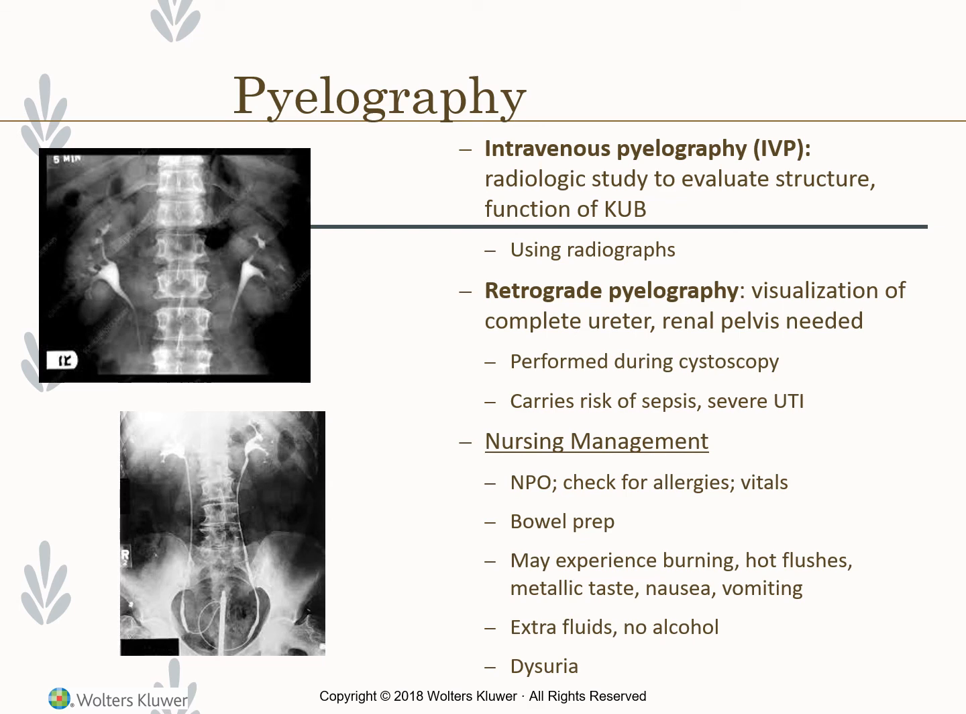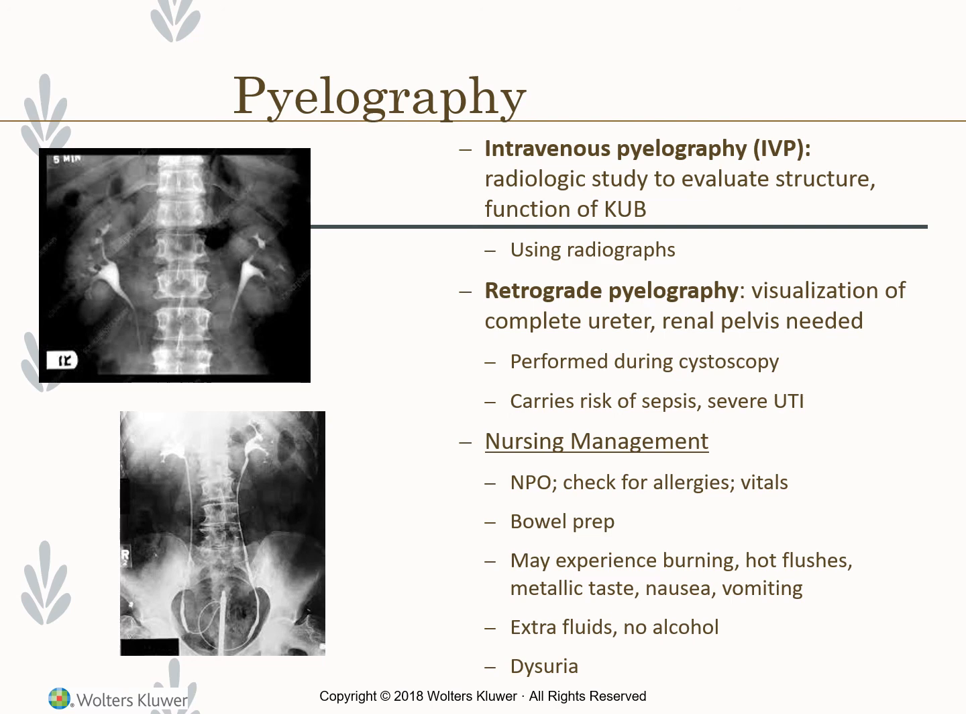Retrograde pyelography is visualization of the complete ureter and renal pelvis when needed. This is performed during cystoscopy and carries a risk of sepsis and severe UTI. This test is a procedure where the physician injects a radiocontrast agent into the ureter to visualize the ureter and kidney with fluoroscopy or radiography. The flow of contrast is opposite the usual outbound flow of urine, so that's why they call it the retrograde pyelogram.